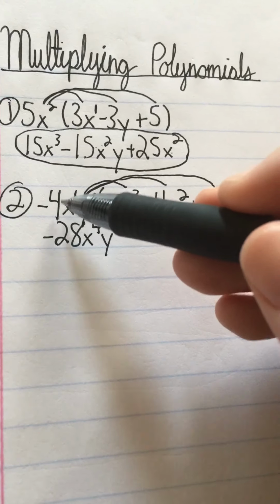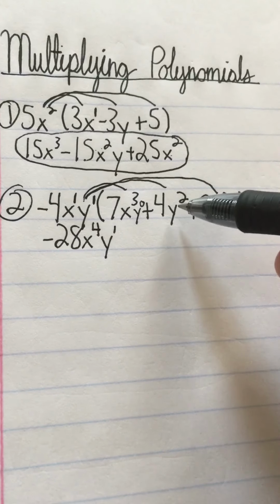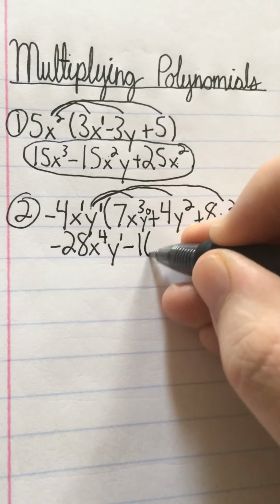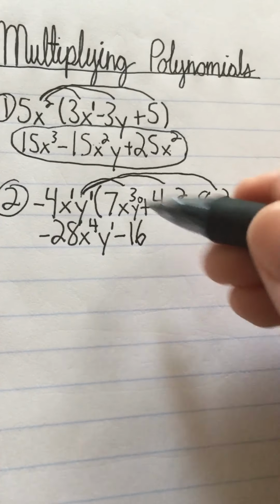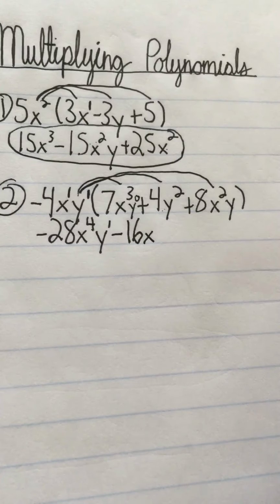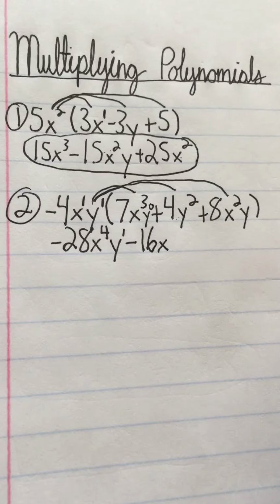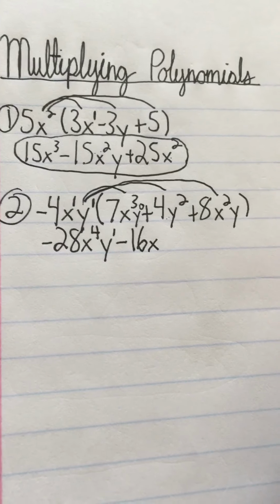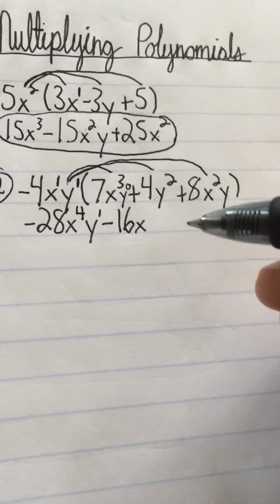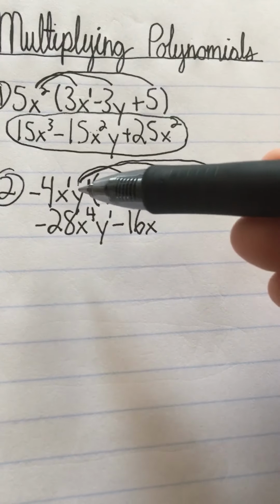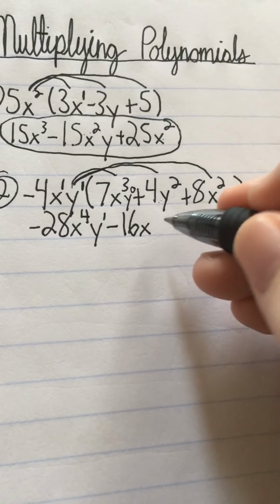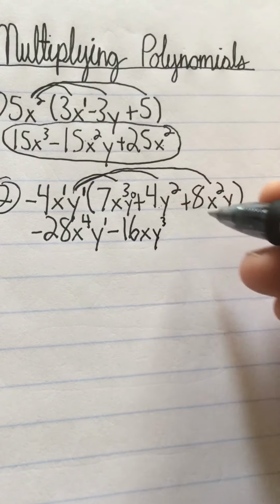So then we do our negative 4xy times 4y squared. So negative 4 times 4 is negative 16. We don't have an x in this term, so the x just comes down. And I'm writing the x first because it's good math grammar to write your terms in alphabetical order. I'm not entirely sure why, but that's just how it is. So then we have our y to the first times our y squared. So we get y cubed.